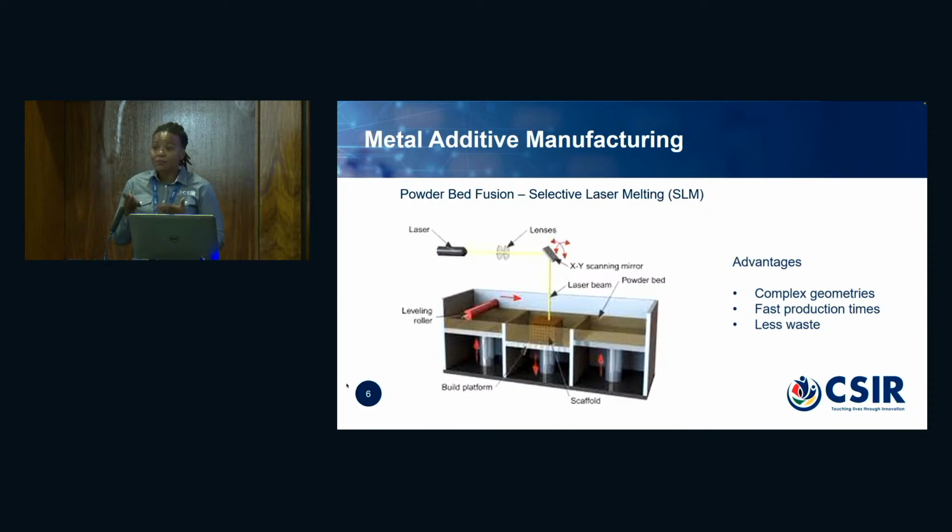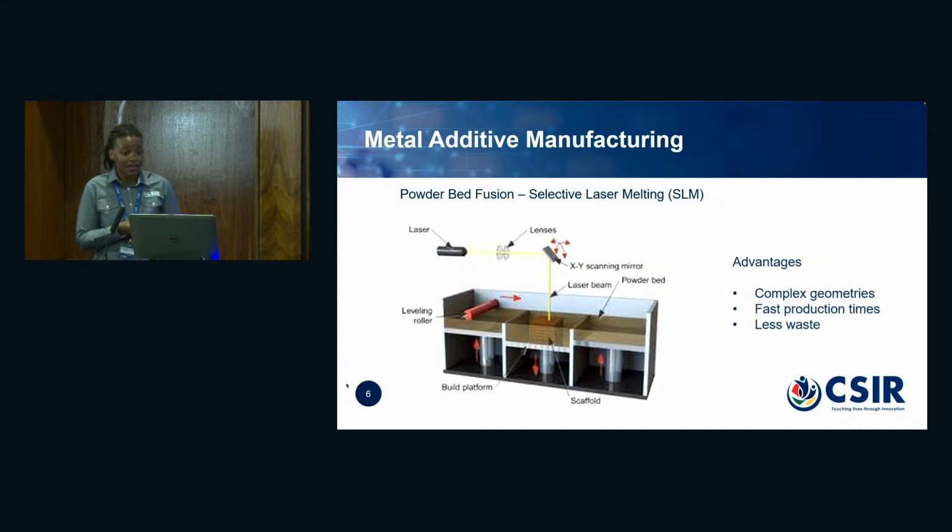After this, the build platform moves down a distance equivalent to your layer thickness. And so essentially you would have an X amount of space left. Then again, your deposition system would come and deposit a layer of metallic powder, and your laser would come again and selectively melt this new layer and fuse it to the previous layer. And so the process goes on and on like that until you have your final product.